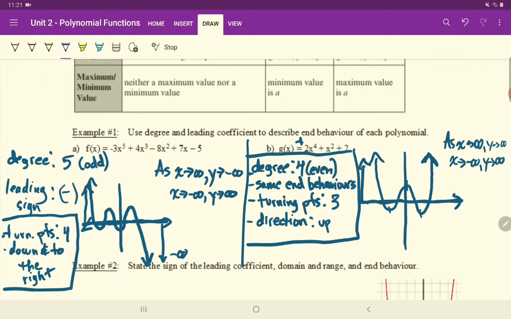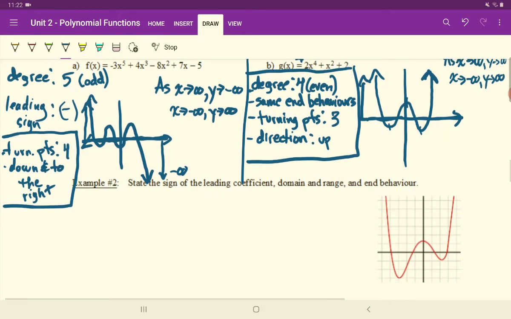So remember I said that they have the same end behaviors? They have the same end behaviors because y approaches positive infinity for both situations, right? For x going all the way to infinity and x going all the way to negative infinity. In each situation, we have y approaching positive infinity. So that's what I meant when I say that they have the same end behaviors. Okay? All right, moving on.